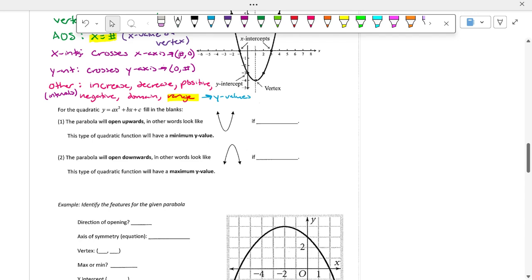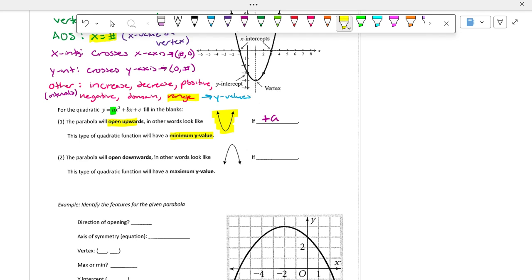Now something else I may ask you is the direction of opening. If a parabola opens upwards, so it looks like this, that means we have a minimum value. Your a value of your quadratic always dictates that. So if it opens upwards, the a value of our quadratic has to be what? Positive or negative? Positive. So that's when a is positive.